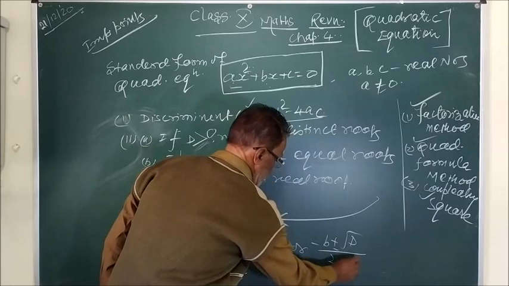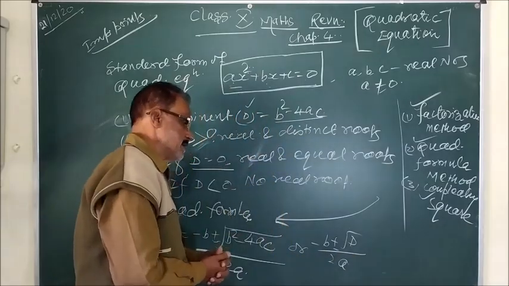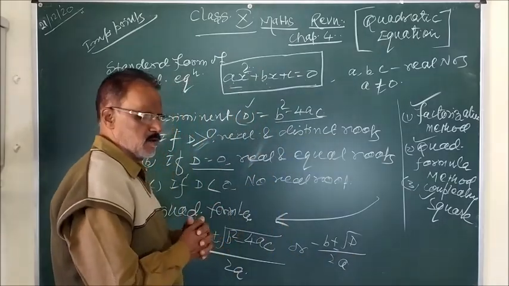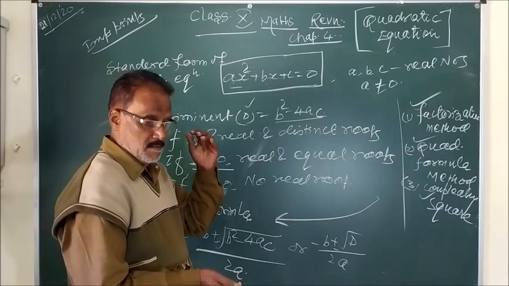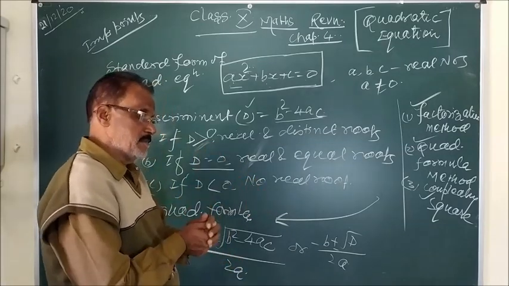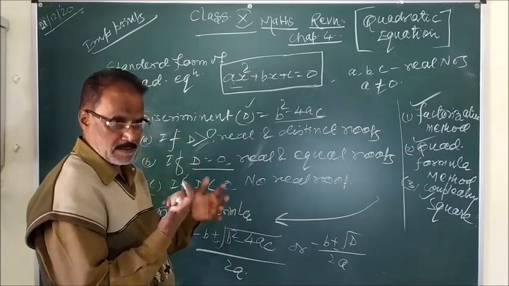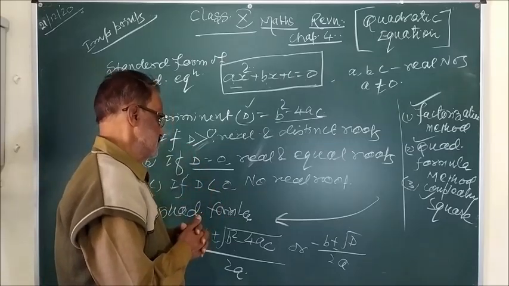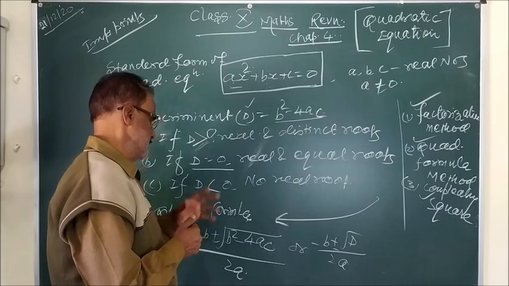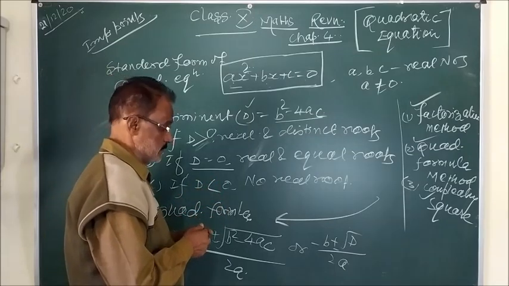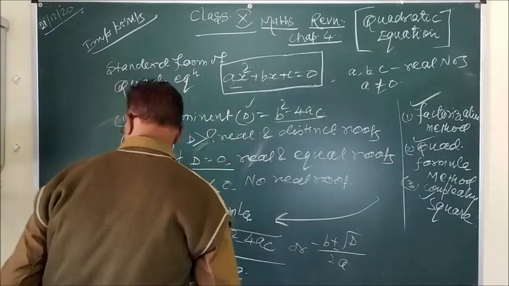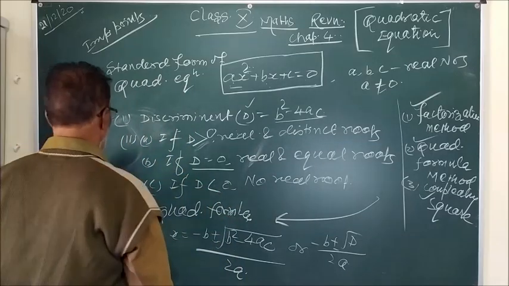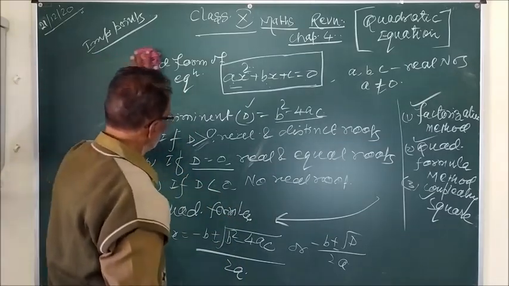Now you see, there is no number for which you can find the square root of a negative number, because if you multiply two negatives, that will be positive. Therefore, in this condition, the equations have no real root. So these are some memorable, important points in quadratic equations.